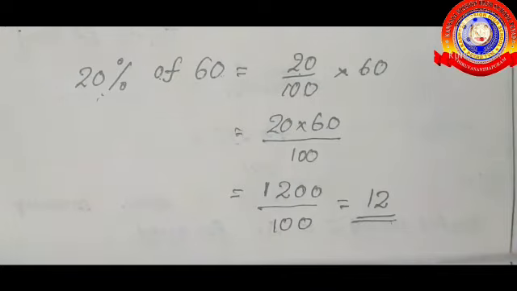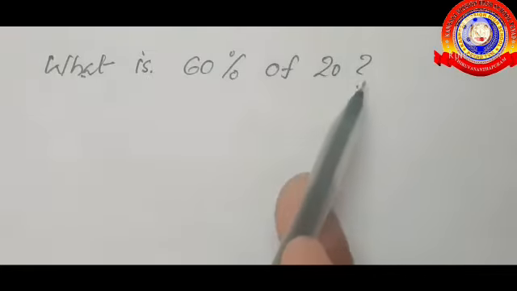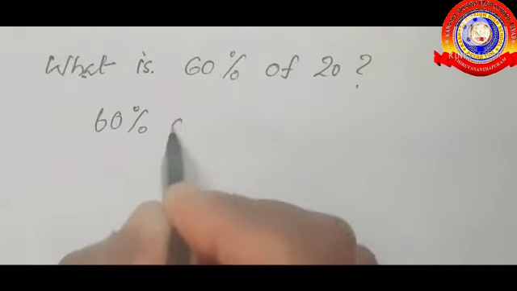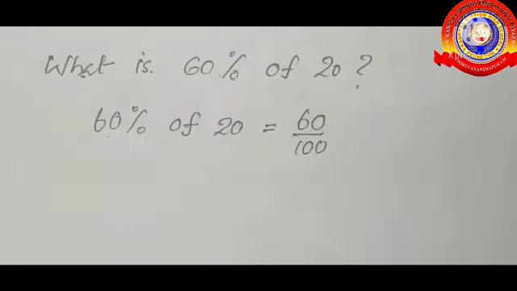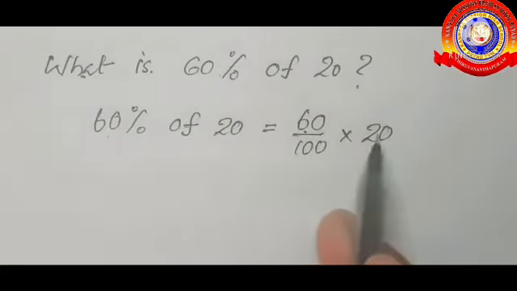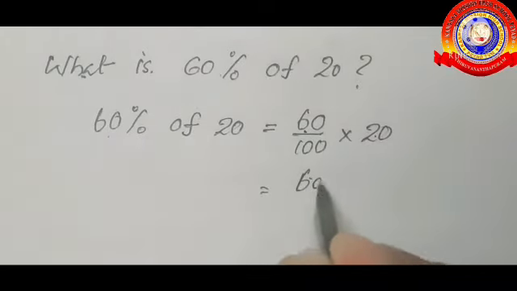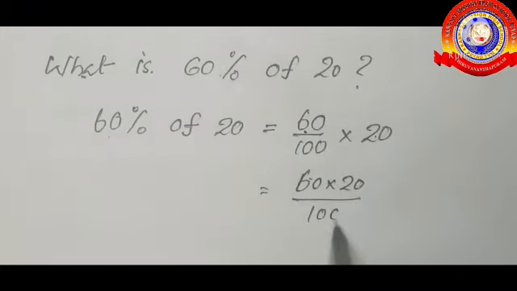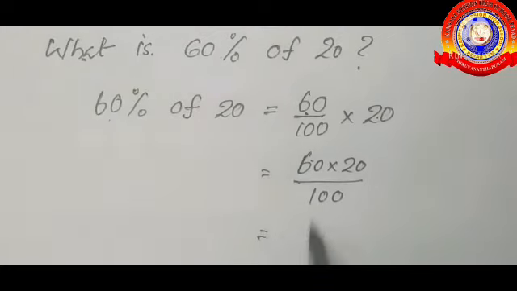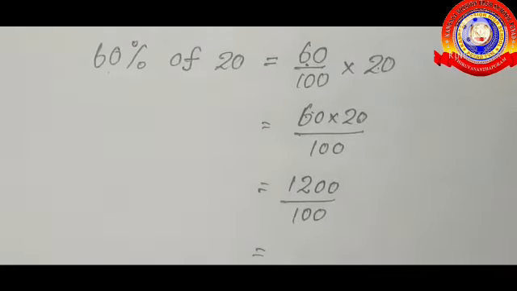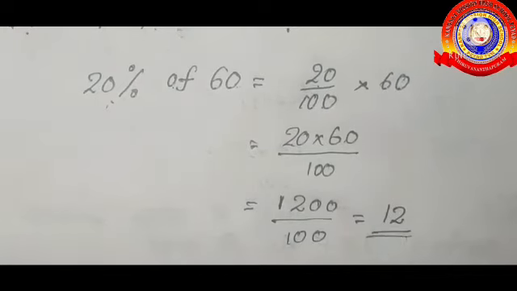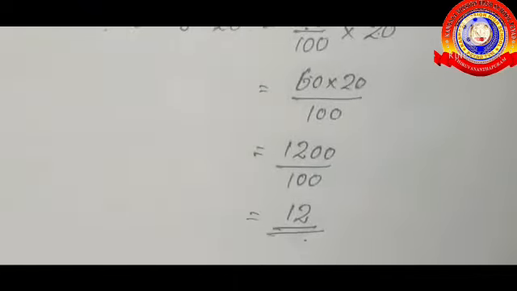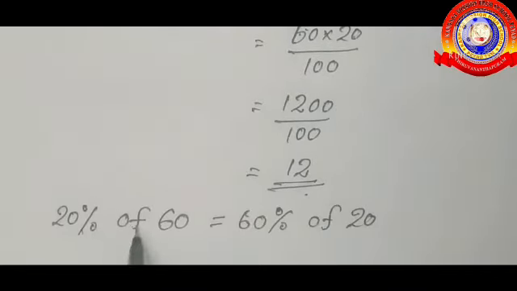Then we have to find 60% of 20. 60% of 20 is equal to 60% is 60 by 100, that is 60 by 100 into 20, which is equal to 60 into 20 divided by 100. 60 into 20 is 1200, so it becomes 1200 divided by 100, which is equal to 12. So 60% of 20 is equal to 12. We got 20% of 60 equal to 12. So both 60% of 20 and 20% of 60 are same.